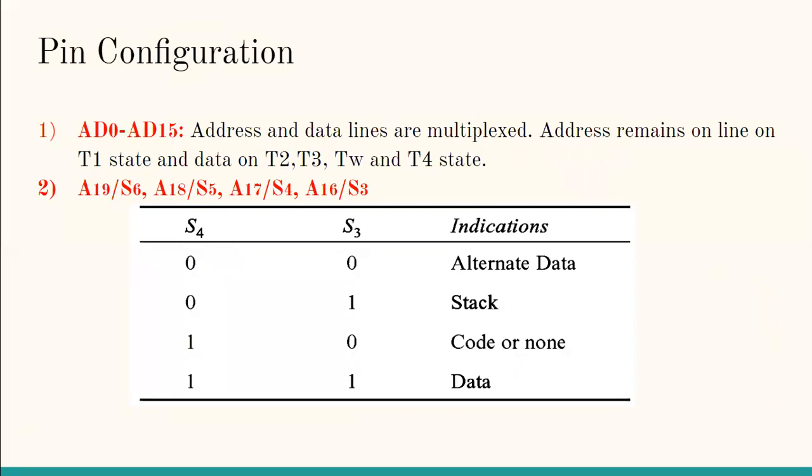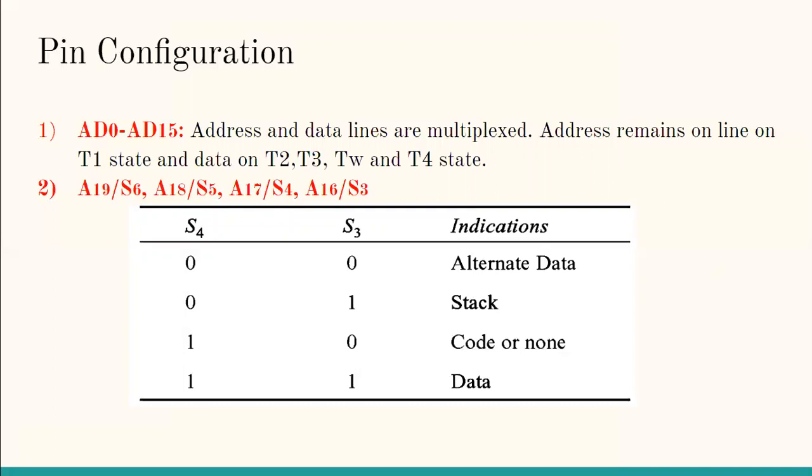When we study the timing diagram, we will see that there are different states in it: the T1 state, T2 state, T3, TW and T4 state. Out of all these time durations, on these pins the address will be available only during the T1 state, that is the first clock state of the timing diagram. And on the remaining clock states, the data will be available. So these are address and data multiplexed lines.